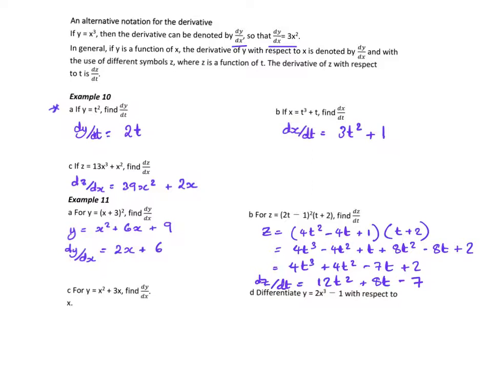Here you've got y equals x squared plus 3x. Well, this is an easy one since we've done all the others. So dy dx, differentiating y with respect to x, 2x plus 3. And this one, dy dx, is equal to 8x squared, and the minus 1 disappears, so it's just 8x squared.